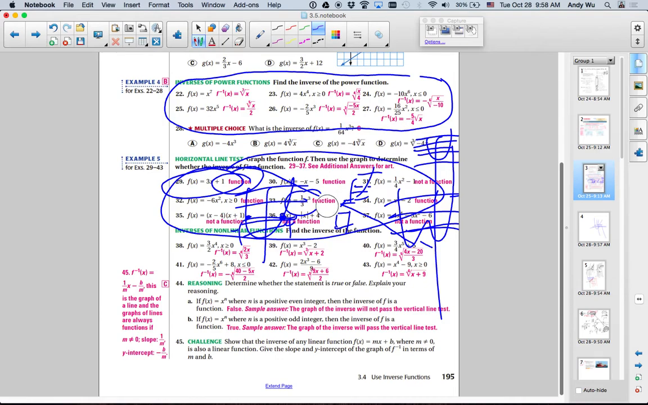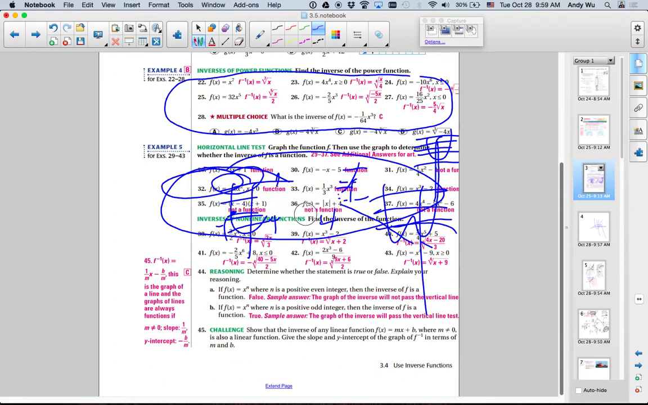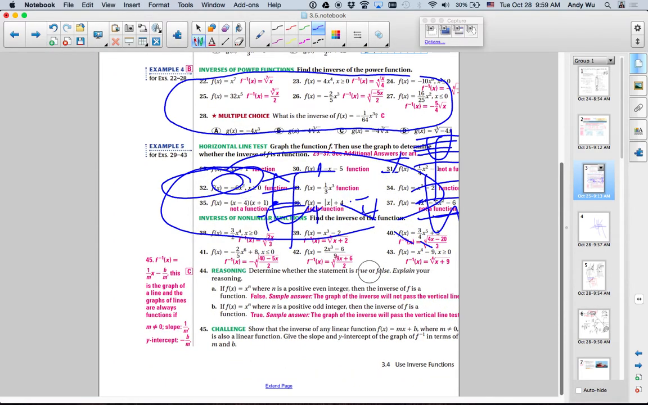Unless it's this one. Unless that one, because it's a parent function. You know a parent function doesn't loop back.